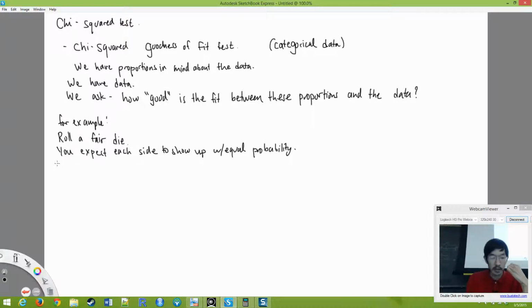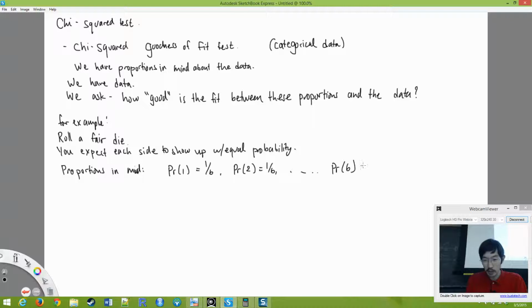In essence, the proportions that you have in mind are: the probability of getting a 1 is 1 out of 6, the probability of getting a 2 is 1 out of 6, and so on, so that all 6 sides, including the probability of getting a 6, are 1 out of 6. You're expecting all 6 sides to have a probability of showing up of 1/6.